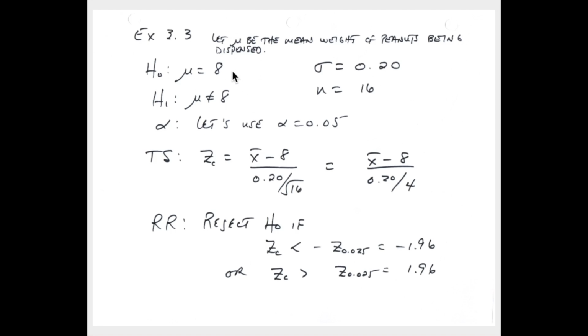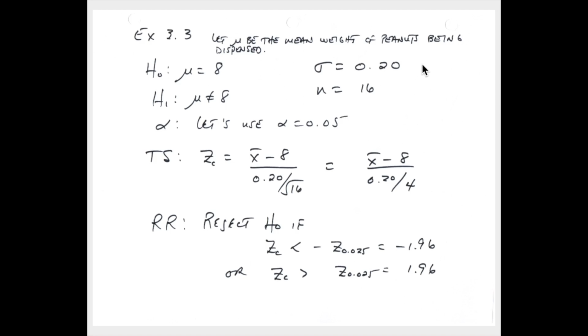Notice that the two statements in the null and alternative hypotheses are opposing statements. They are logical complements. The opposite of mu being equal to 8 is mu being not equal to 8. All right, and so it's always going to be the case that the statements in the null and alternative hypotheses are logical complements.